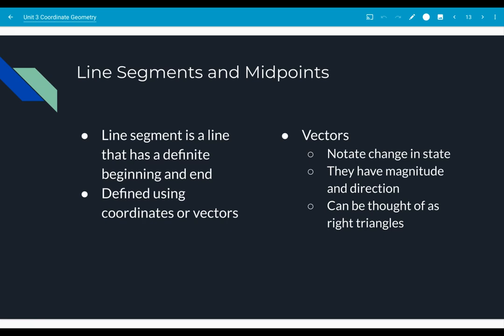So to start with, we're going to talk about line segments and midpoints. Recall that a line segment is a line that has a beginning and end. So it usually has a dot at the beginning and a dot at the end. And usually it's denoted with an overbar, AB, or something similar. We can define it using coordinates or vectors.